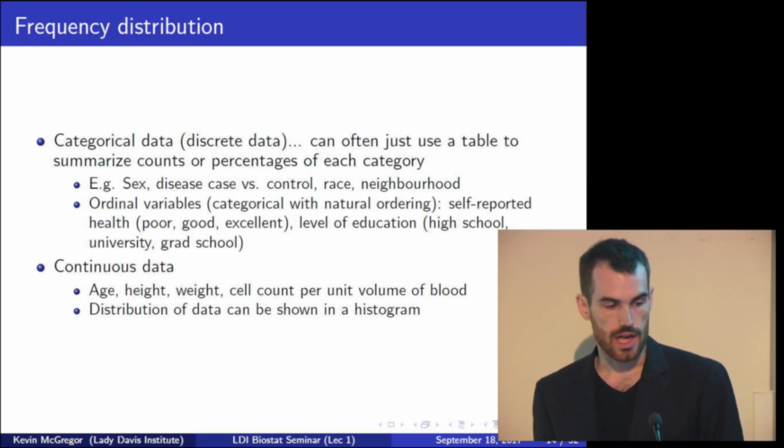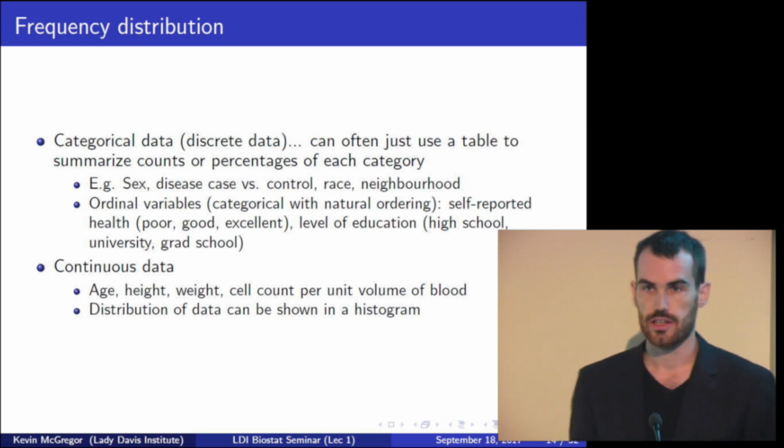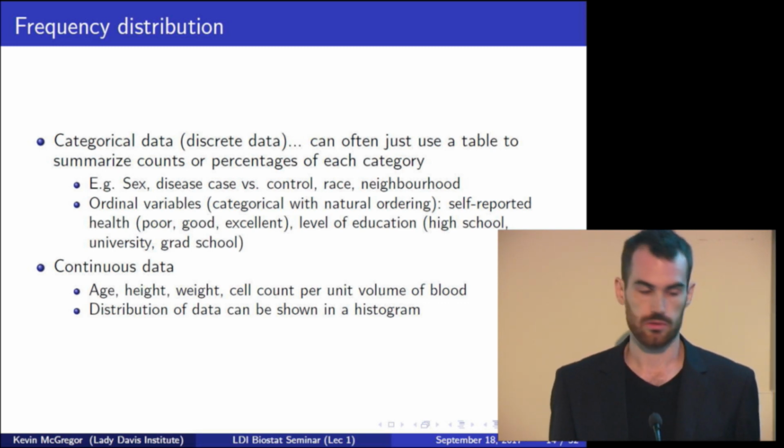On the other end, we have continuous data. Continuous data is just data that's a number.